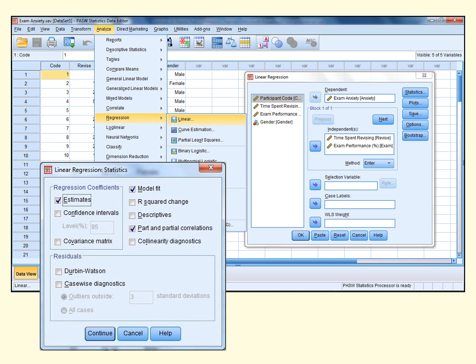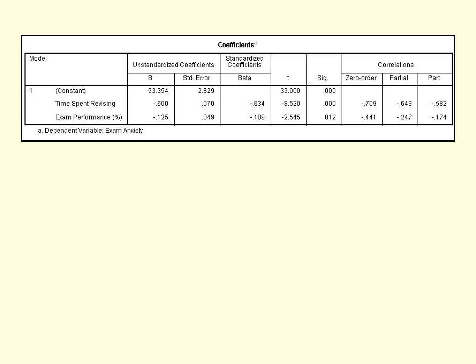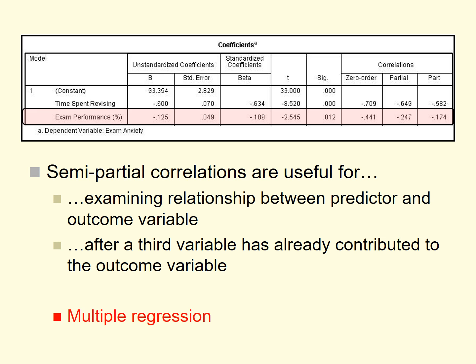Hit Continue, hit OK, and you'll get a bit of regression output. The part to focus on is the table for coefficients, where you'll see, if you asked for it, an additional portion of the table that gives you the part and partial correlations. Here you can see if we look at the relationship between exam performance and exam anxiety, if we look at the part correlation, that's the correlation after the effect of time spent studying has been partialed out of or pulled out of exam anxiety.